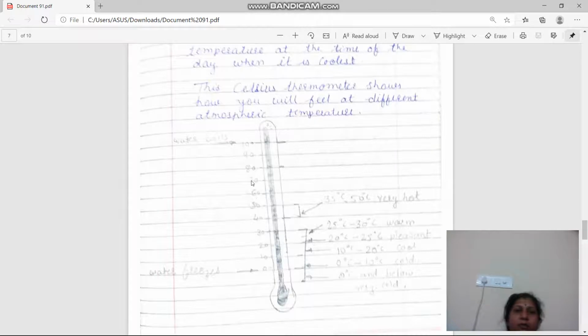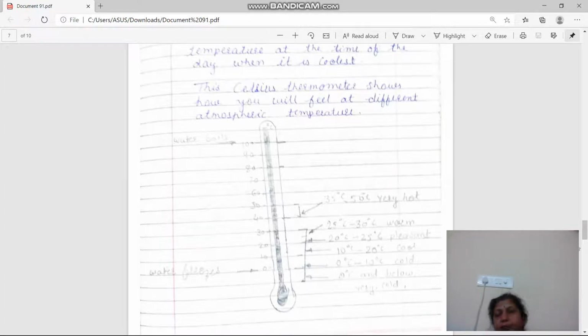Okay. So see here, 0, we have to draw such a type of thermometer. Okay, it is atmospheric temperature, Celsius thermometer. At 100 the water boils, at 0 degree water freezes. Okay, and 35 to 50 it is very hot temperature, then 25 to 30 it is warm, and then 20 to 25 it's a pleasant climate, then 10 to 20 it's cool, then 0 to 10 it is cold temperature, and 0 and below it is very cold.